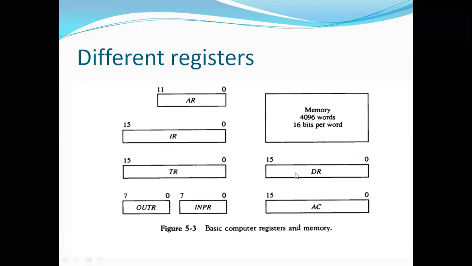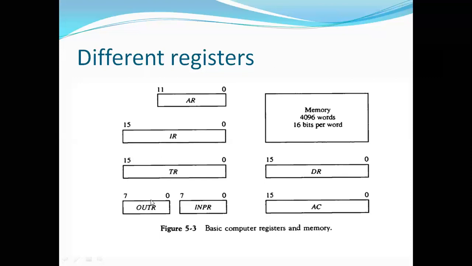The data register also deals with the data. If you are dealing with data, it is 16 bits; if you are dealing with an address, it is 12 bits. So this is 16 bits. The accumulator also deals with data only. Operands, if you want to add or subtract, the accumulator is the default register in the arithmetic and logic unit. So it is also 16 bits.